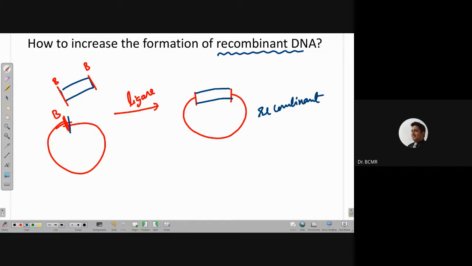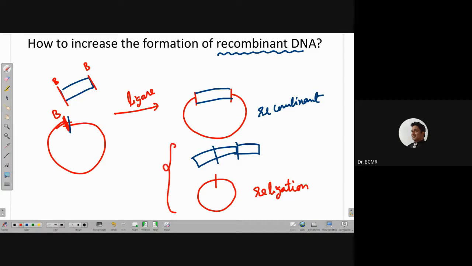But there are also other possibilities where you may have multimers of the gene of interest itself binding like this. There are also possibilities of the vector alone religation. You call that religation. And as more and more of these components are consumed in the formation of fragment-fragment ligation or vector-vector religation, the probability of recombinant formation would reduce.